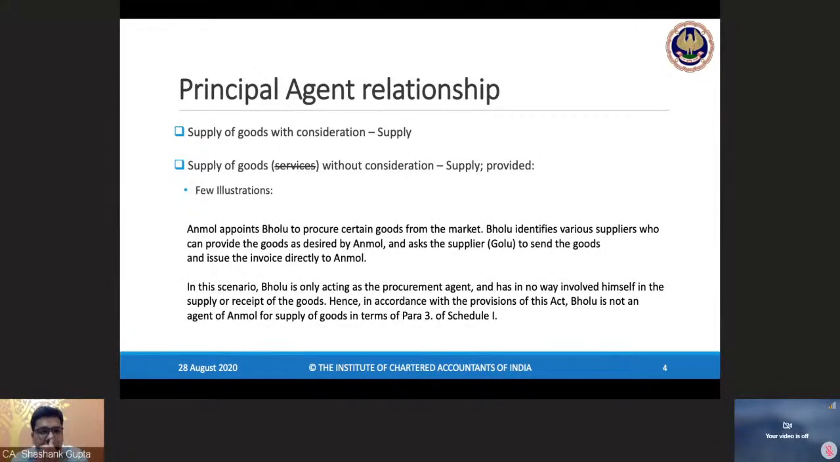Like happens in case you purchase a house property, generally you approach a dealer who connects you with the property seller, you buy the property and you pay the commission to the broker, right? So that is the case. This particular case is not covered under Schedule 1.